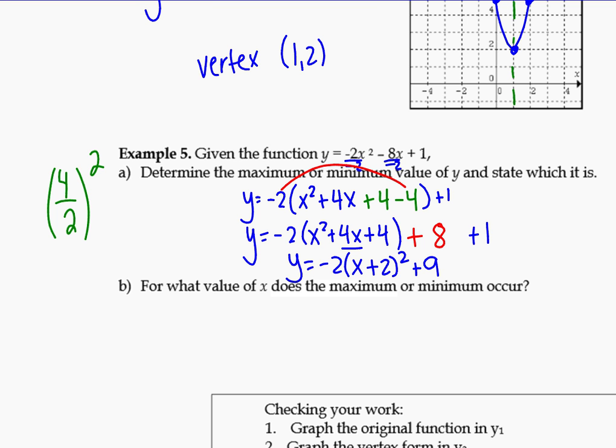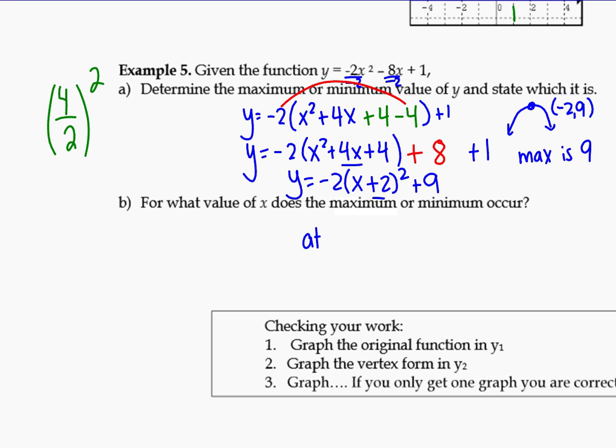Does this graph open up or down? Downwards. What's the vertex? Negative 2 and positive 9. Remember, opposite sign for the x, meaning we have a max or a min. Our max is 9. And at what value of x does the max occur? At x equals negative 2.